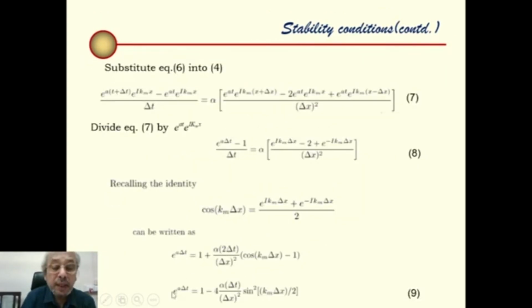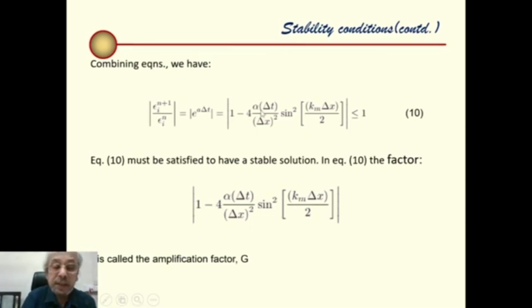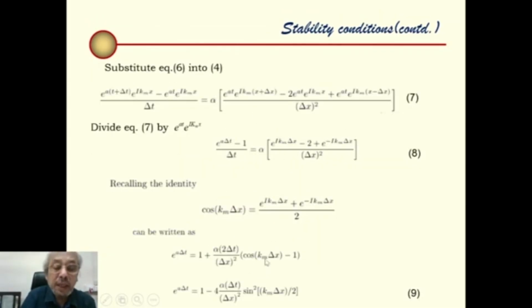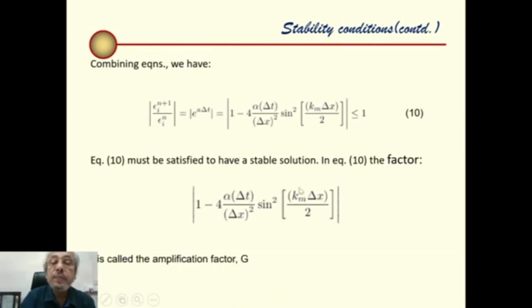If we look at here, modulus of e to the power at is basically modulus of 1 minus this whole quantity. Modulus of e to the power at is modulus of this entire quantity on the right hand side of equation 9, and this should be less than equal to 1. This is the requirement. If this is satisfied, then our calculations are stable. Error at no condition will grow, and this part is called amplification factor.